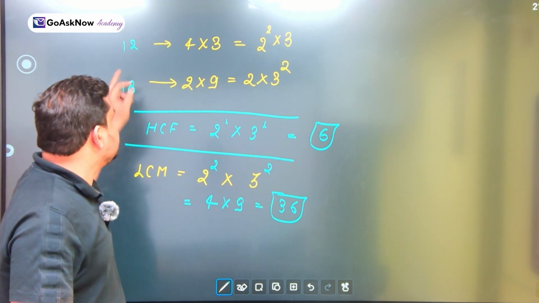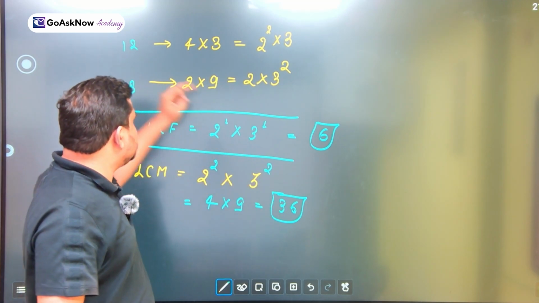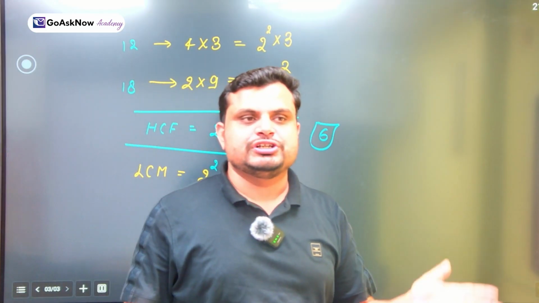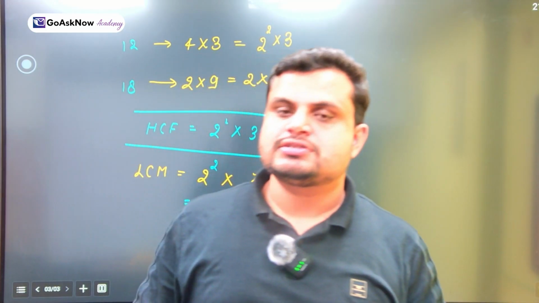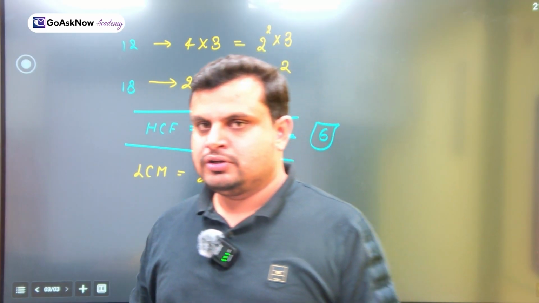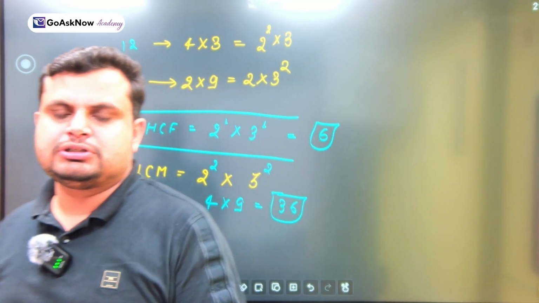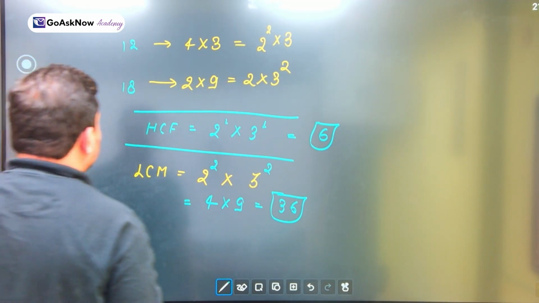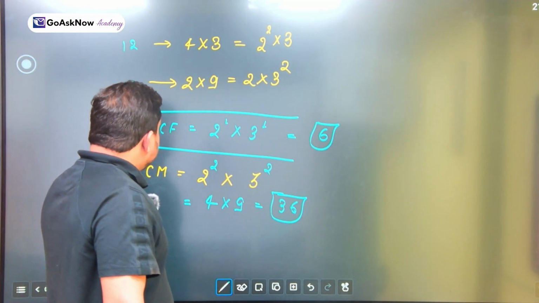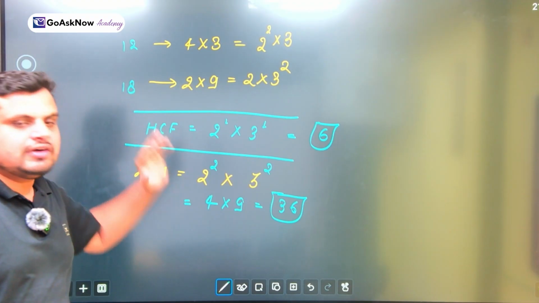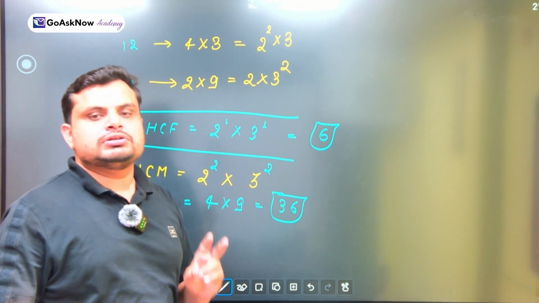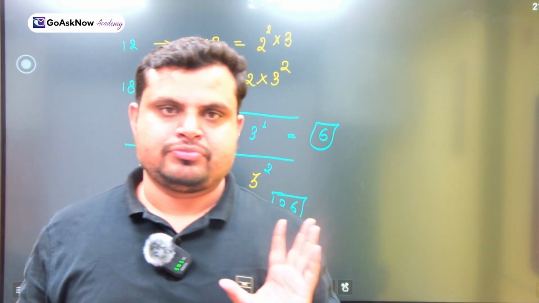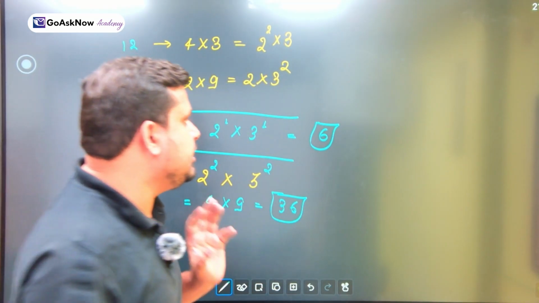As you can check, 12 times 3 is 36 and 18 times 2 is 36. So 36 is the number divisible by both, and it is the smallest number which is a multiple of both numbers. Here we have seen how we can find the LCM and HCF of two numbers using the prime factorization method. This must be extremely clear.